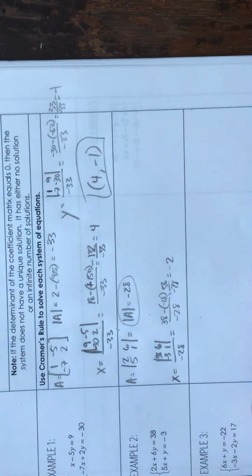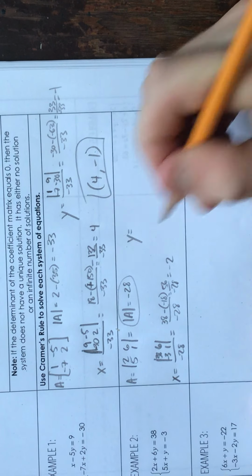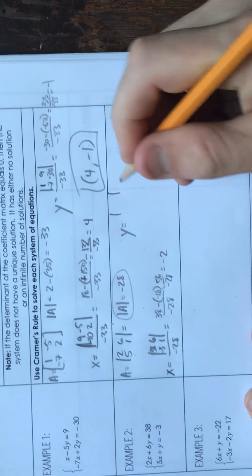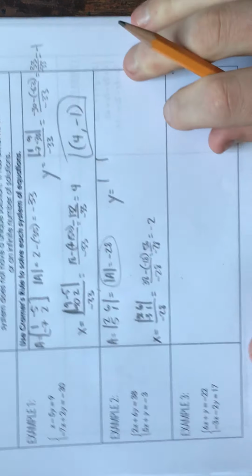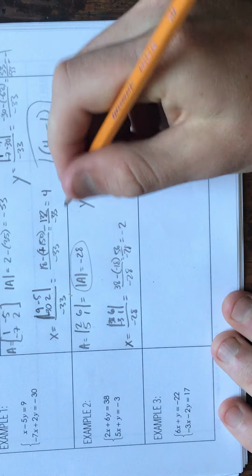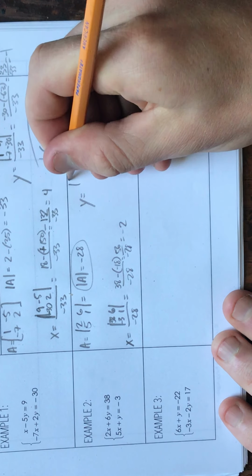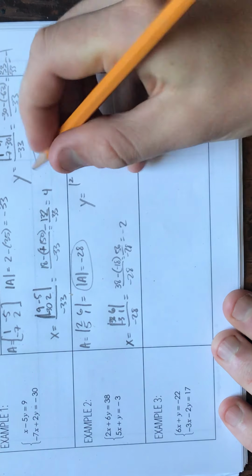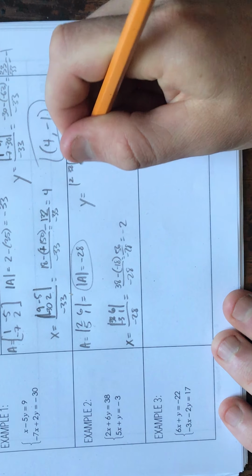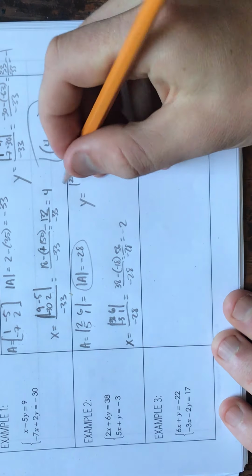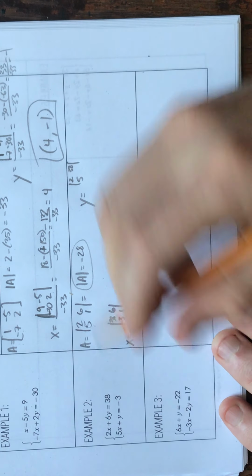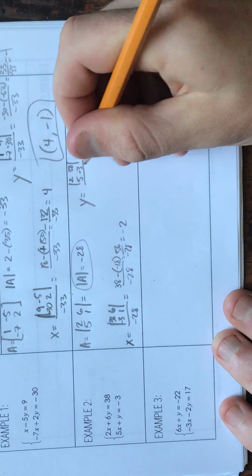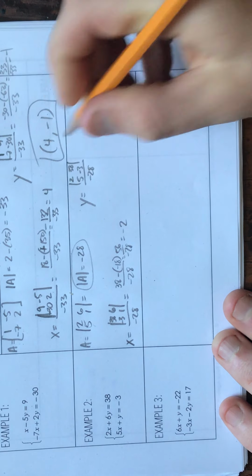And then we can go ahead and continue on and find our Y value by doing a similar deal. In this case, we're going to do A, E, C, F. Remember, we're looking back up at these guys here. So that's going to be something like 2, and then E is 38, and then C is 5, and F is negative 3, all over our determinant of A.